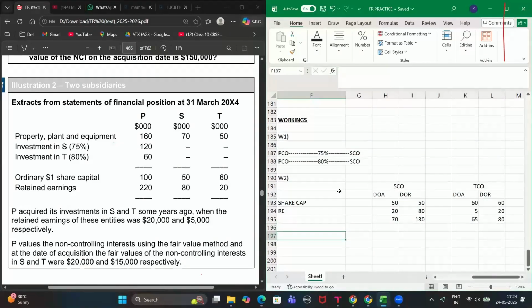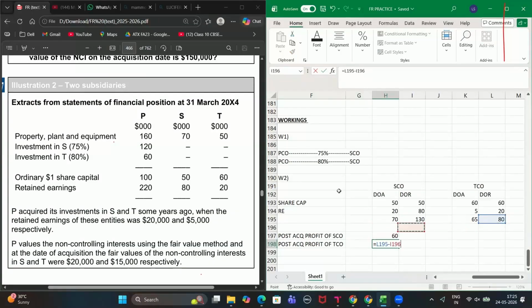So now tell me, what should we do? What is the post acquisition profit of S? 130 minus 70, right? Is 60. What about the post acquisition profit of T company? How much is it? 80 minus 65. Right. Is this clear, guys?